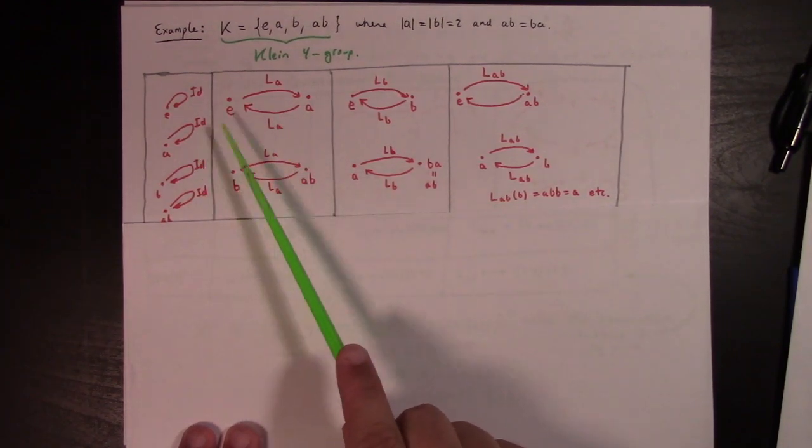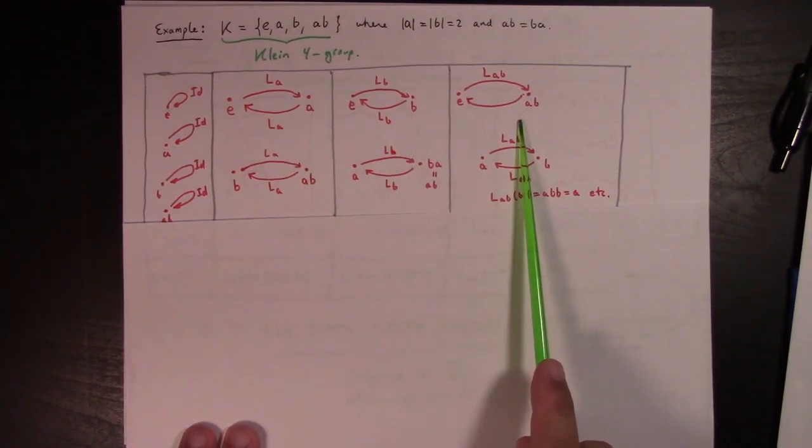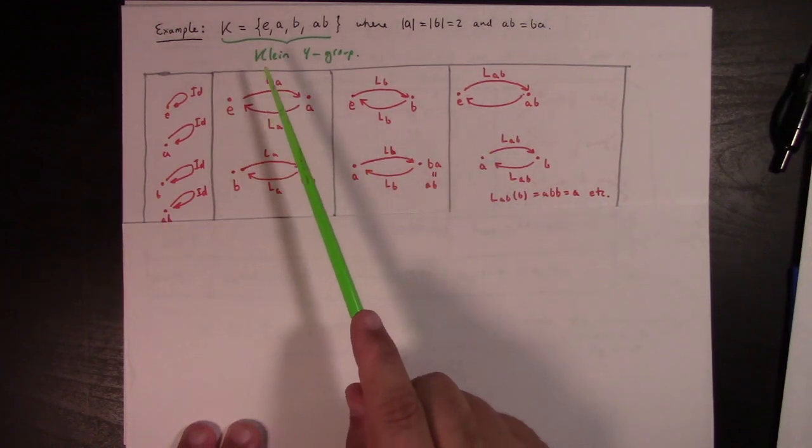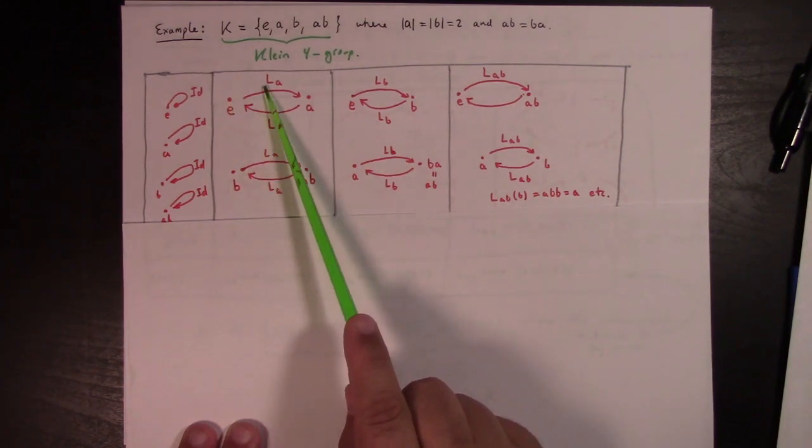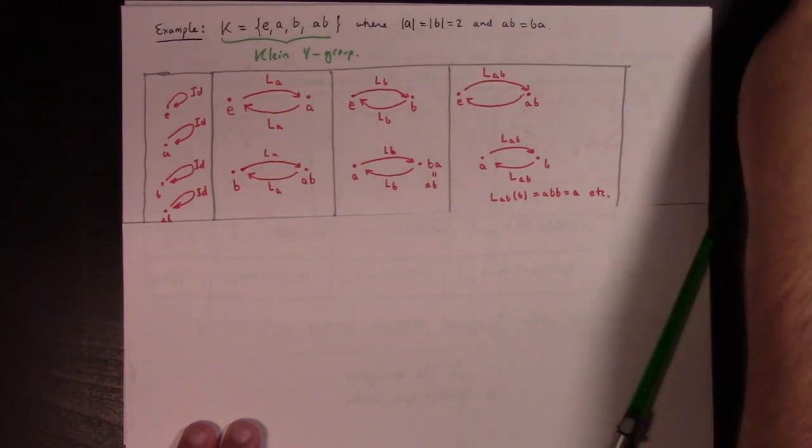Basically, each one of these represents the possible left multiplications in the group. So in this picture, I'm saying I start with the identity in the Klein 4 group, and then I left multiply by a. And just here, I'll write it out up here.